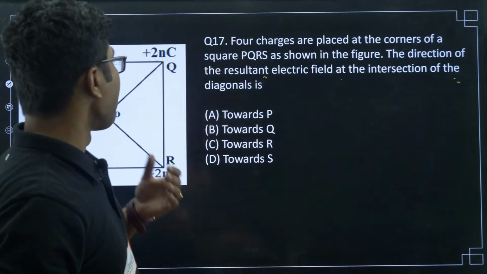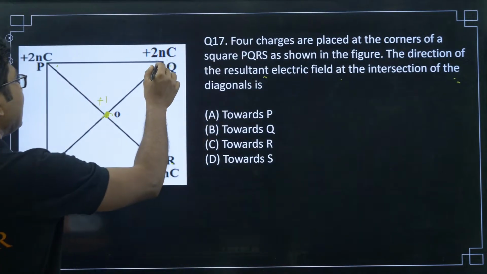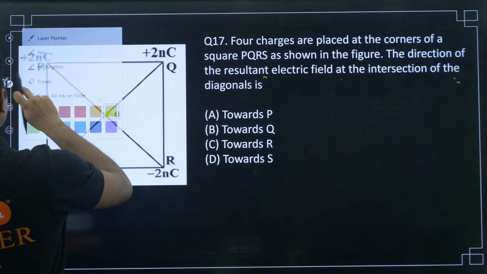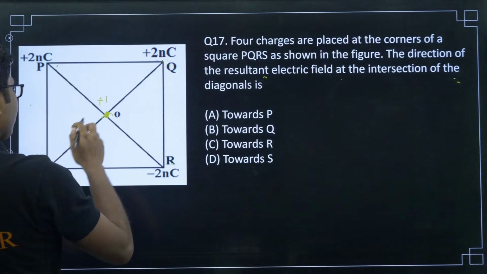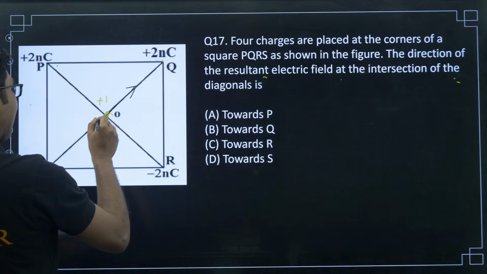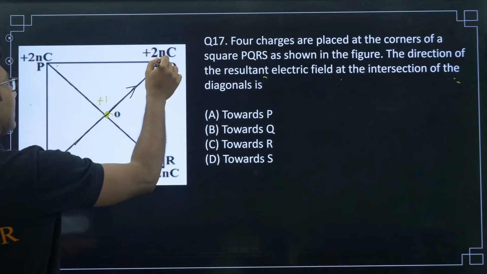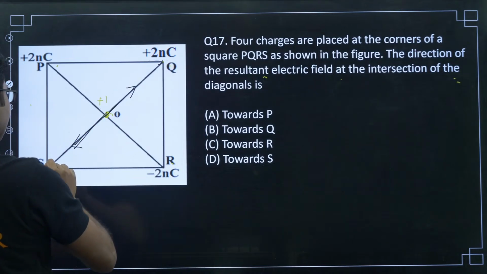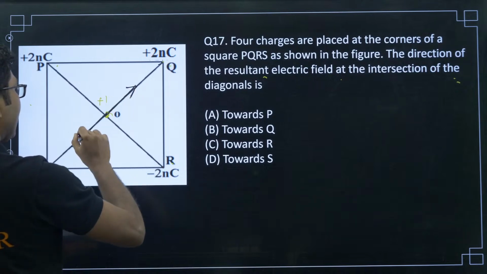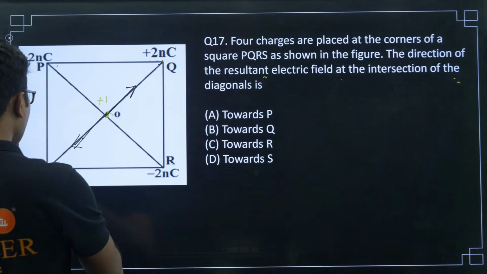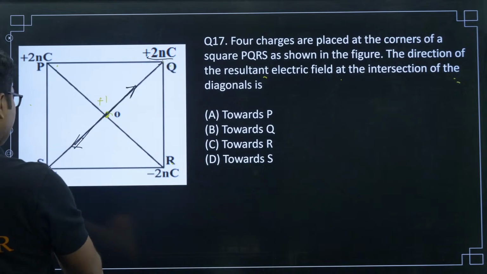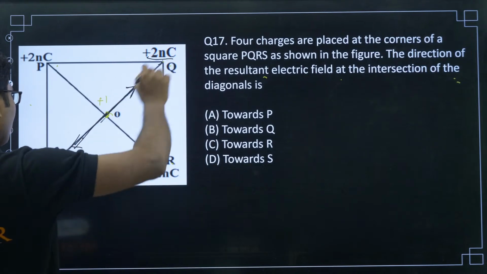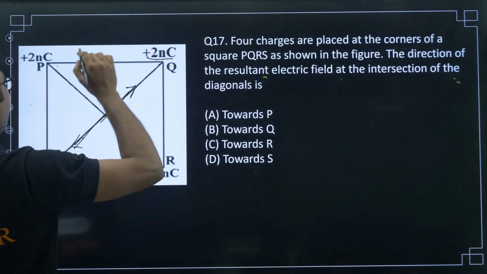Okay, yes. So, if you see, this is positive, this is positive, this is positive. Positive charges will repel. This charge will repel it along this direction, and this charge will repel along this direction. So, they will cancel each other, right. These two are both equal charges, so they will cancel each other. So, there will be no force along this direction.